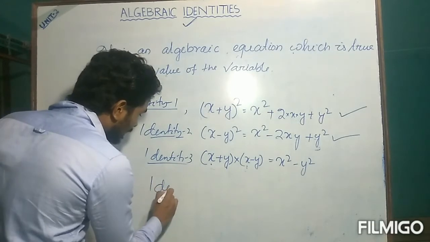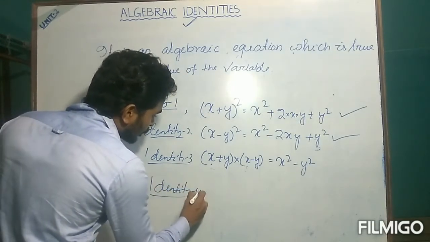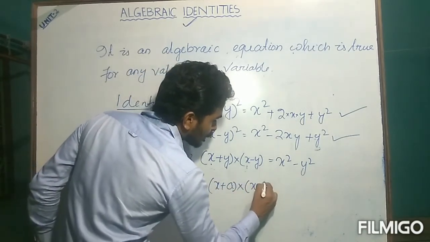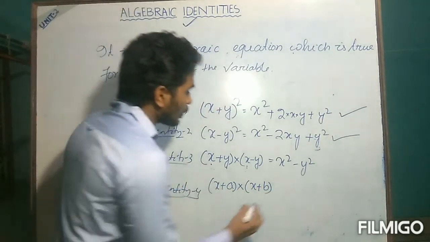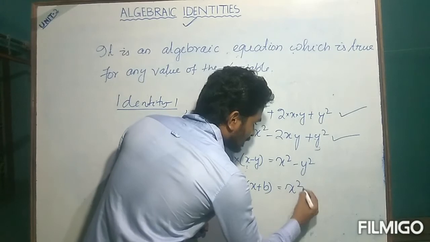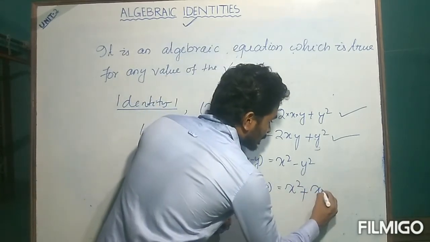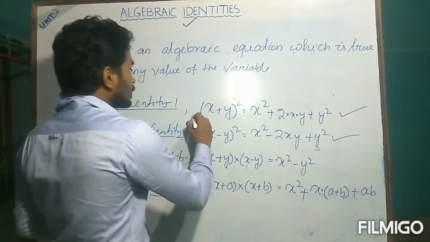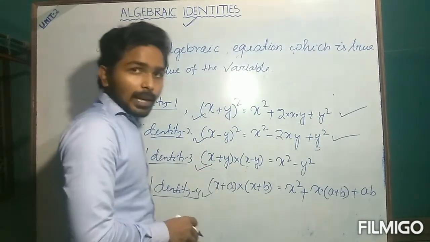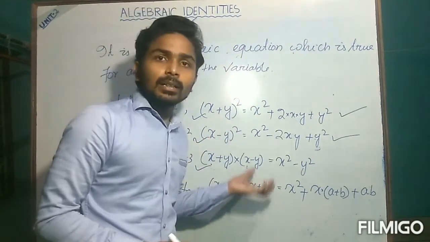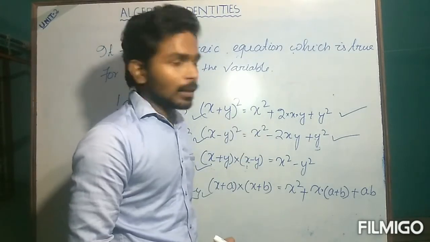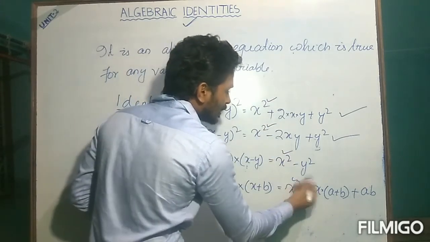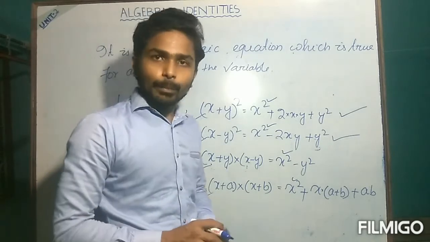Then the next identity is 4. That is (x plus a) into (x plus b) is how much? It is x square plus x into (a plus b) plus ab. Okay. So these are the 4 basic identical formula which are used to factorize the quadratic polynomial, because in all the cases you can see the highest degree is 2. So these are useful for quadratic polynomial.